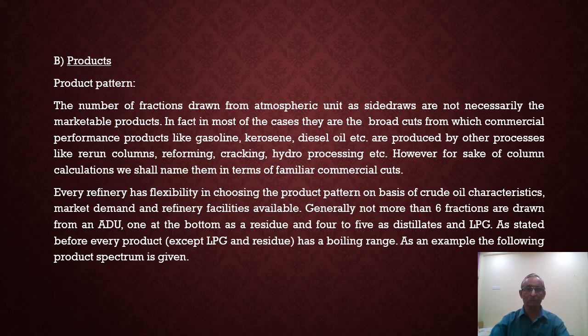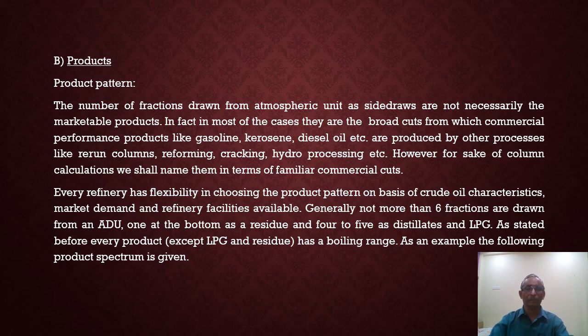What you are going to study is the primary refining operation. So the ADU and VDU, atmospheric distillation unit and vacuum distillation unit, come under primary refining operation. And these are secondary refining operations, from where you get the marketable products that have demand, that is gasoline, kerosene and diesel oils. However, for the sake of column calculations, we shall name them in terms of the familiar commercial cuts.